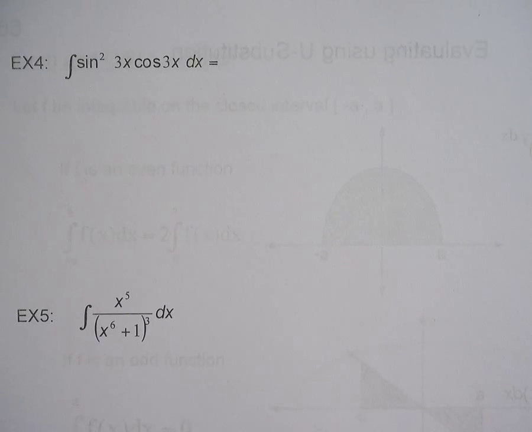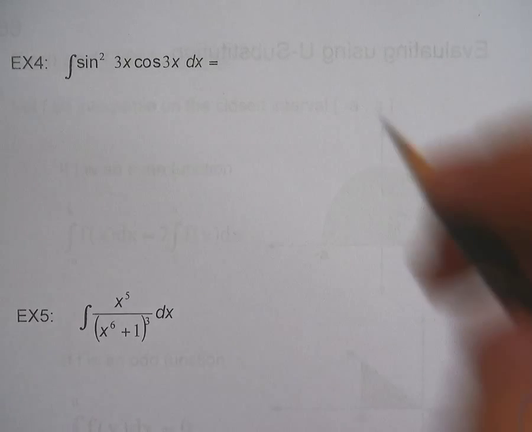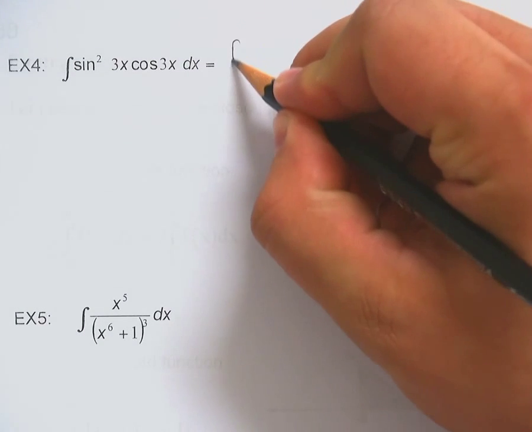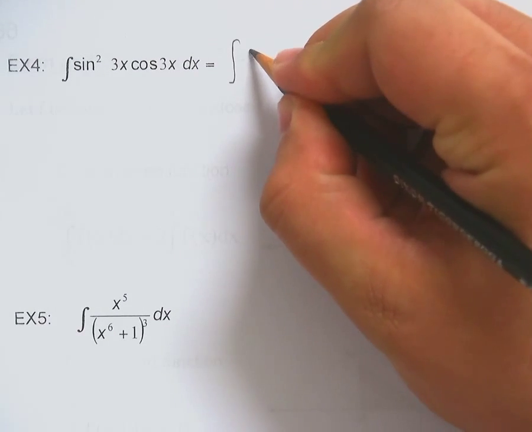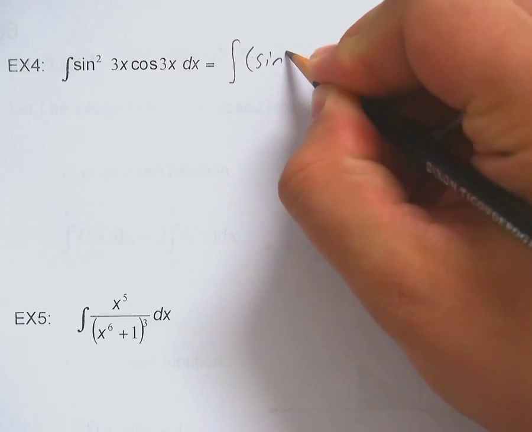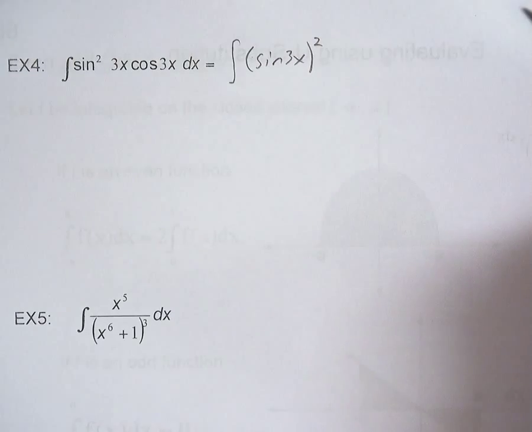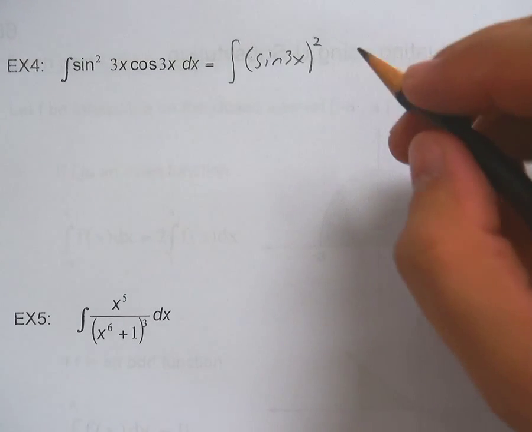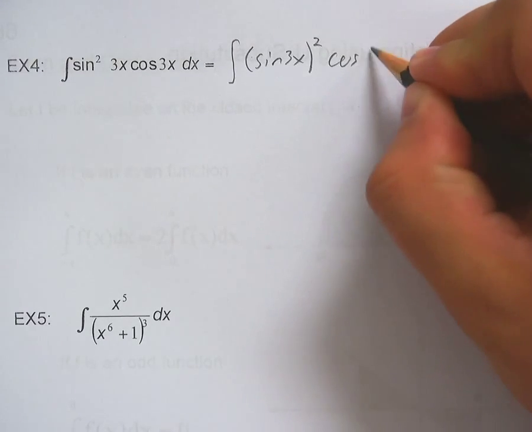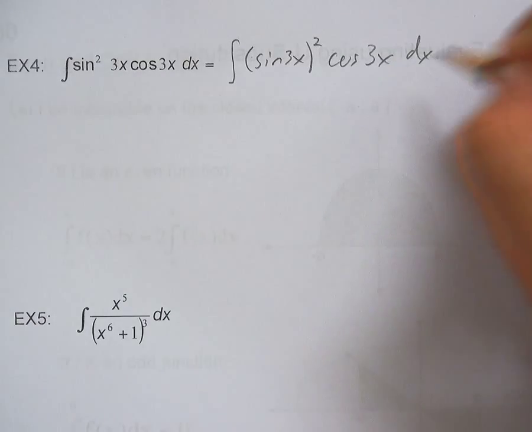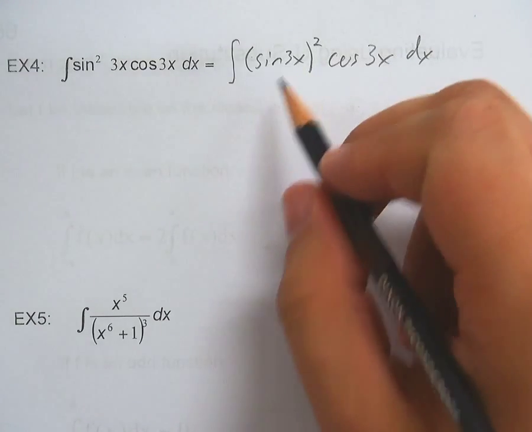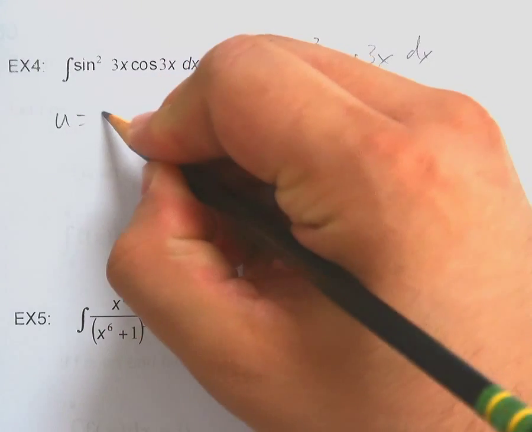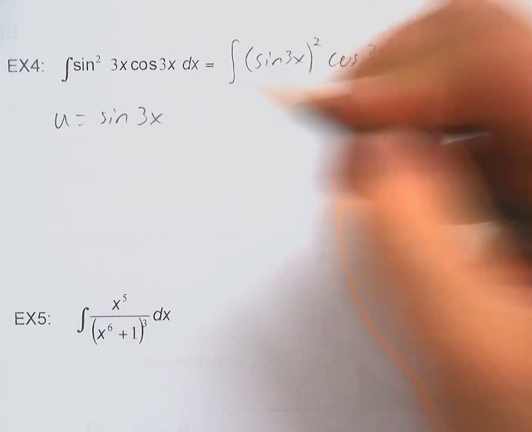The integral of sine squared 3x cosine 3x. All right, well, the first thing I'm going to do is rewrite it as (sine 3x) squared. And that just kind of helps me see what's going on inside of the square here, times cosine 3x dx. So again, I'm going to go to the inside of my square here, and I'm going to call u sine of 3x.